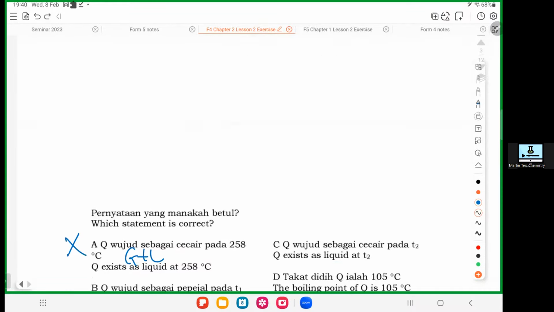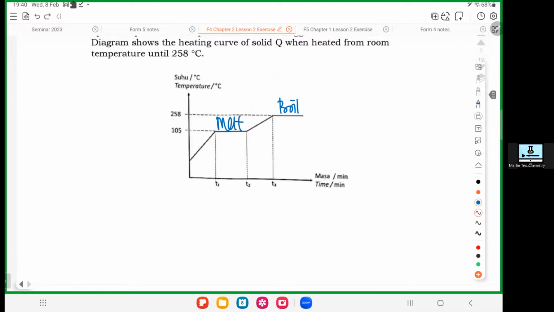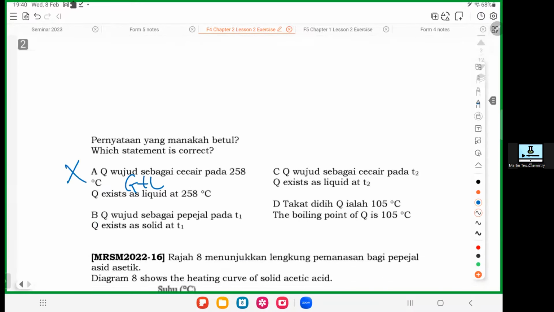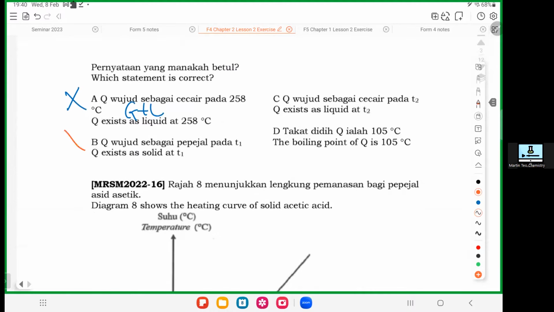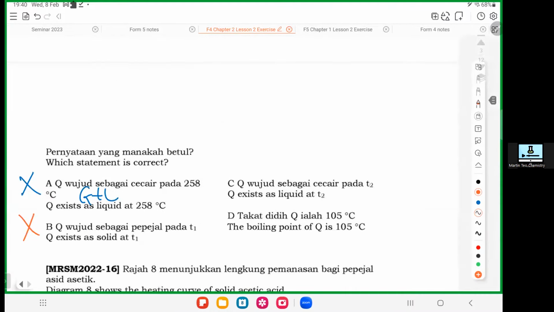So let's look at T1. What is it? This is melting. Here is before melting, so this is solid. At T1, melting started. So when melting has started, you have solid and some liquid already. So wrong. Okay, so answer C.